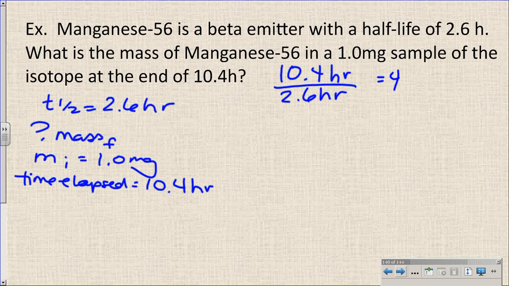Did you just double check that for me? Okay, so 4 half-lives have passed. So we can go with our easy cheesy divide by 2 all 4 times way, or we can plug into the equation. So let's just divide by 2 4 times.